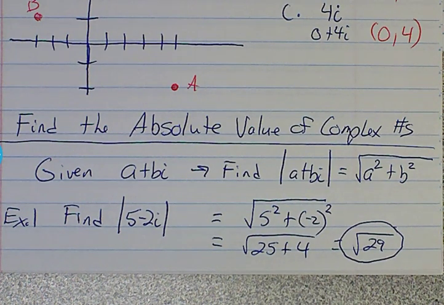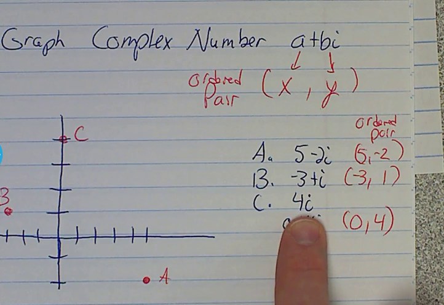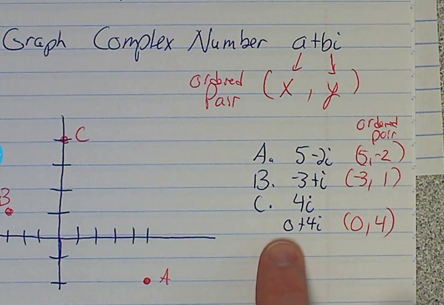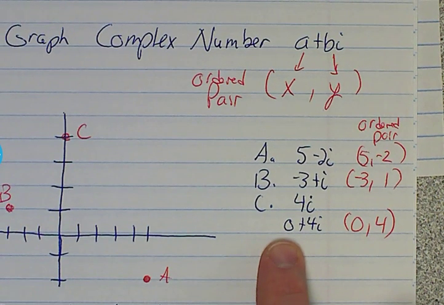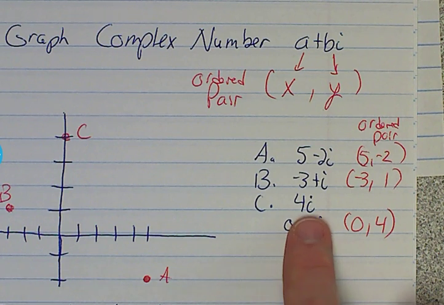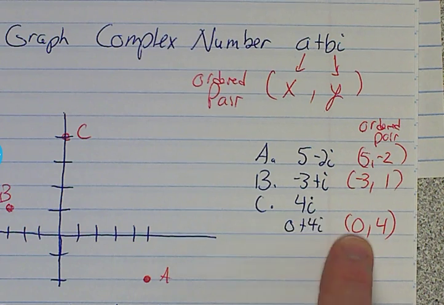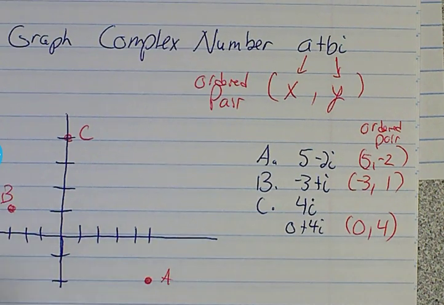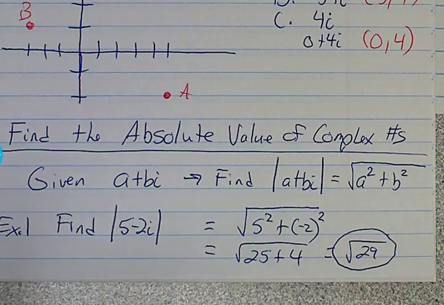Okay. The good news on that one is if they only give you one number, like if you had 4i, well, what happens if you square 0? It's 0, right? If you square 4 to get 16, and then square root it, you're right back to the 4, right? So if it's only one number, that number would be the absolute value, because if you plug it in, it kind of cancels itself out there.